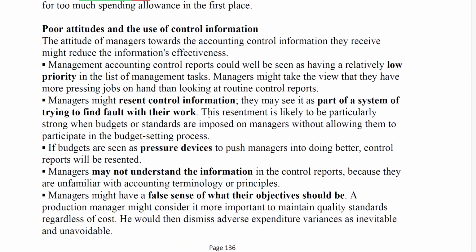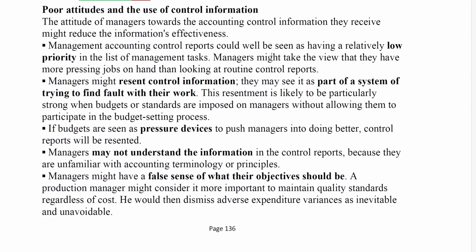So when you are using control information or when you are measuring variances, okay, there can be some poor attitudes as well. The attitude of managers towards accounting control information they receive might also reduce the information's effectiveness. So management accounting control reports could be seen as having a relatively low priority in the list of management tasks. Managers might take the view that they have more pressing jobs on hand than looking at routine control reports. Two, managers might resent control information. They may see it as part of a system of trying to find fault with their work.